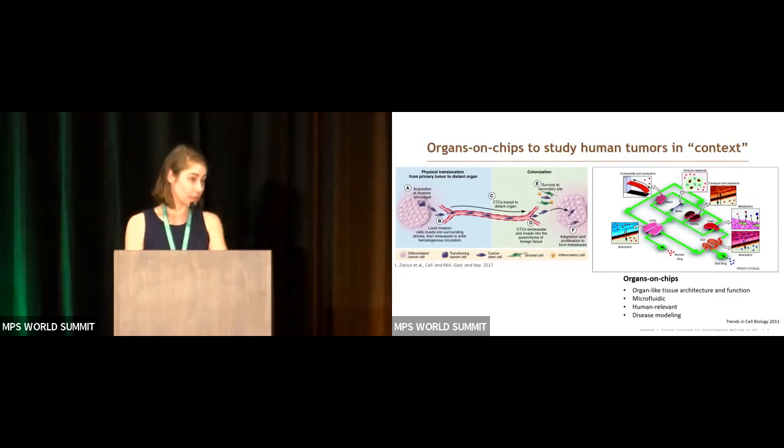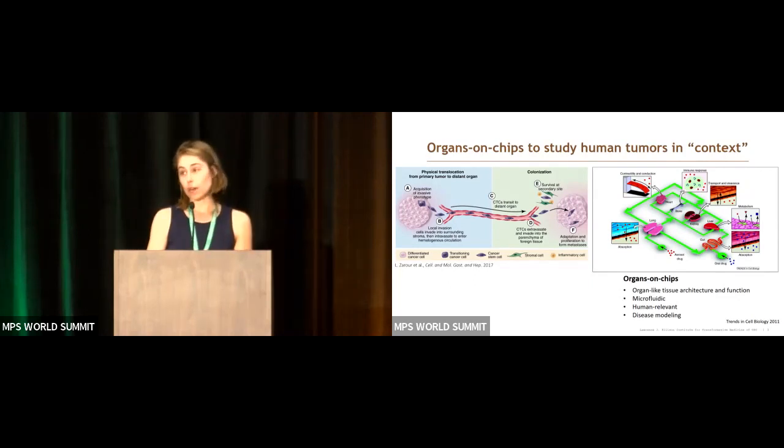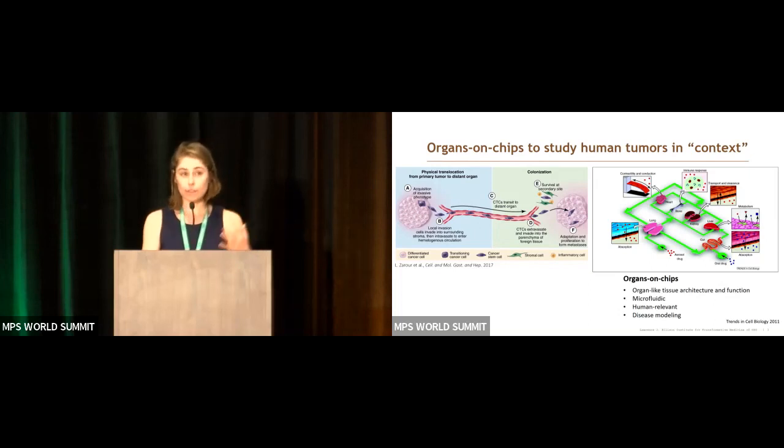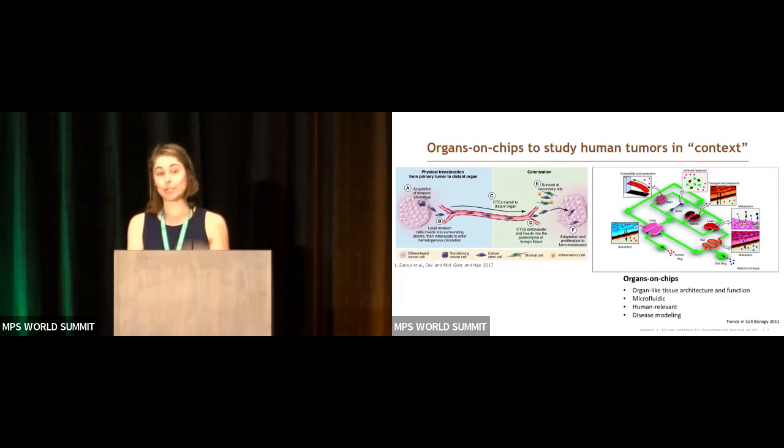which is a really great example of how I hope we can use these organ-on-chips, particularly because of the organ-like tissue architecture and function, especially when you consider all of the different cell types present within the tumor microenvironment, all of the physical forces that are very important in cancer development, and the microfluidic component as well as we start to think about this metastatic cascade.